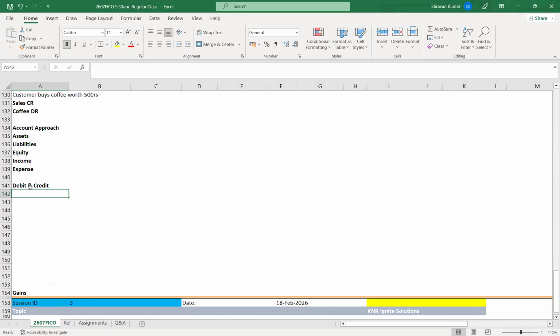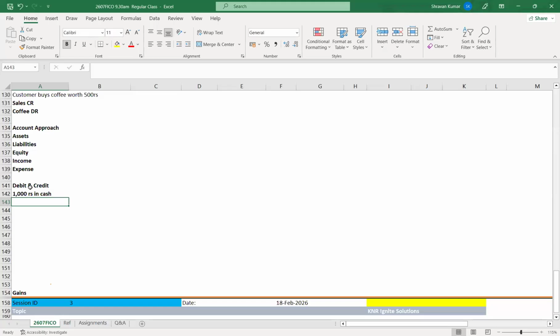As I told you, debit does not always mean money coming in, and credit does not always mean money going out. By the end of the class, I will make you understand why it's not like that. So don't try to memorize any rule. Instead, understand the logic behind debit and credit. So imagine you have 1,000 rupees in your hand right now, in cash.